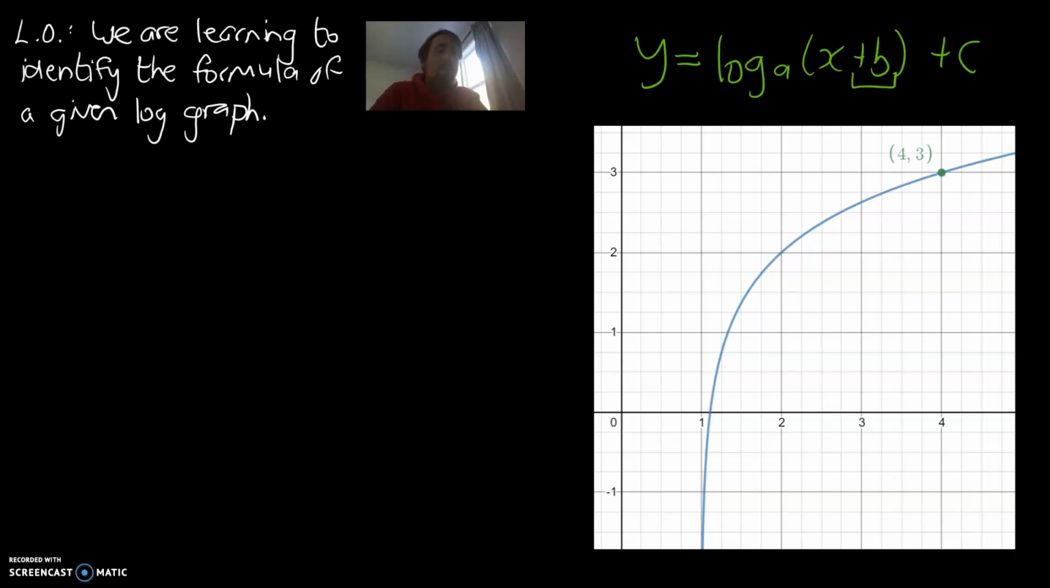Just want to start. So that b relates to how much it's been moved left or right. That c moves up or down, and then that a, unfortunately, we need to solve that algebraically, but we should be able to figure out the rest of it and use our point (4, 3) to figure that out. So first step, let's find the asymptote.